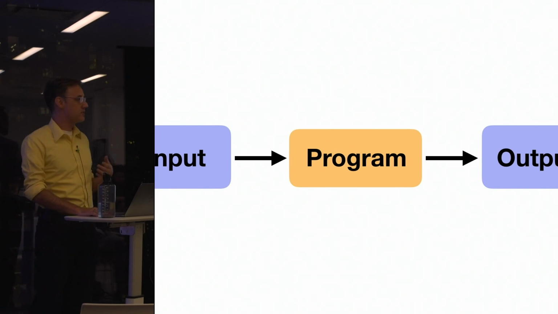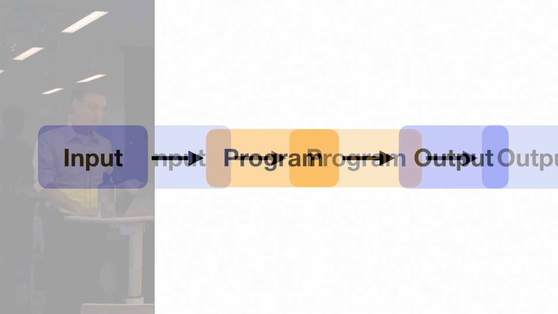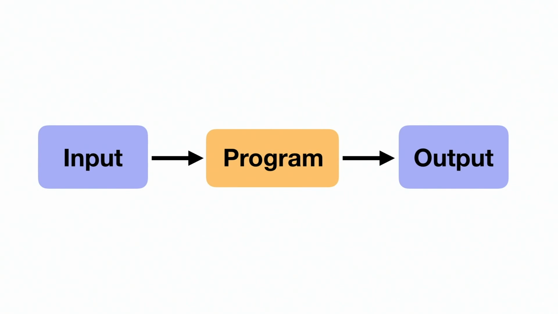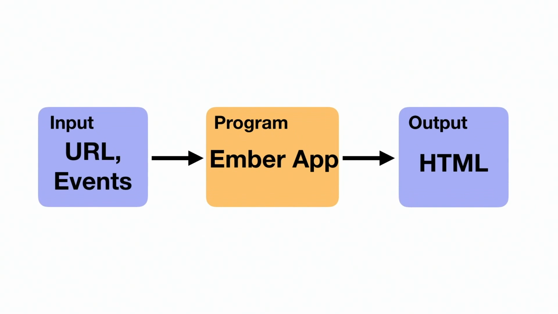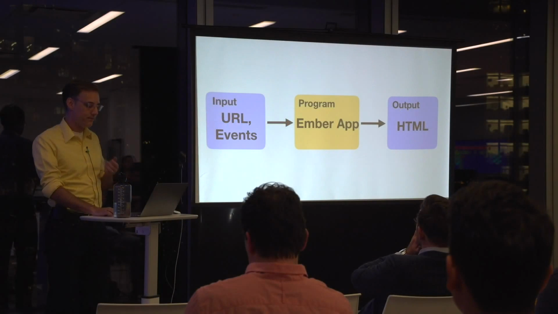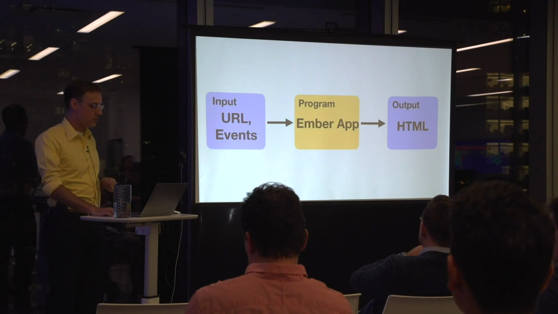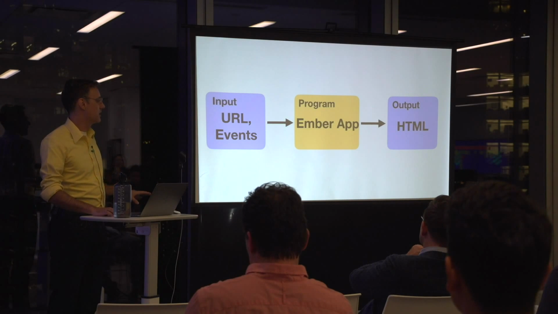A program is just a set of instructions that takes some input and gives you some output, right? That's a really general purpose way to think about programs, but it's important. And we usually don't think about our Ember apps that way. When you think about an Ember app, what's the input and output? Your input starts as a URL, and then it's a bunch of events from users, and your output is HTML, right? So it absolutely fits the model.